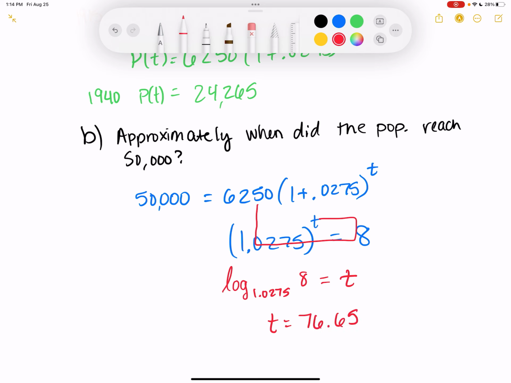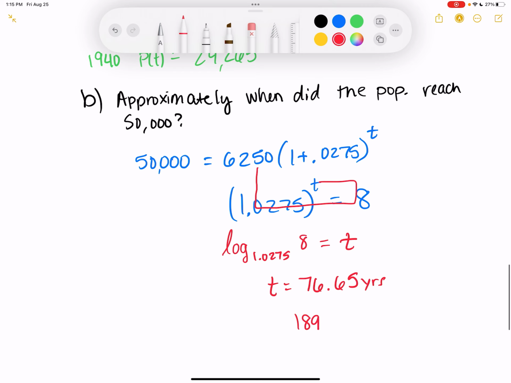Yep, me too. So that's how many years since then, but it wants to know when did the population reach 50,000. So what do I need to do? Wait, give me 2 seconds. Oh, add it. Is that the year? Add 76.65 to 1890. 1967. Yep. And obviously, at this point, we're not going to round. It's what year did it occur in. And so a little over halfway through the year. It's still the same. What do you say, 1966? So this would be the year that it occurred in.